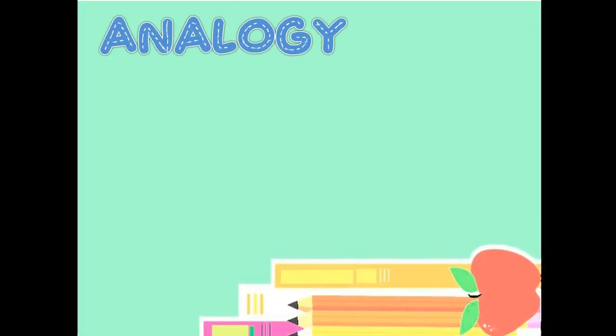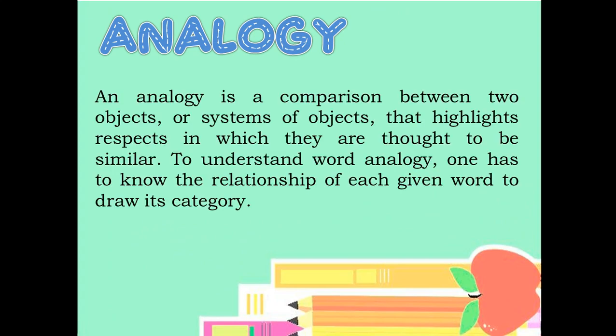Now, when we say analogy, it is a comparison between two sub-objects or systems of objects that highlights respects in which they are thought to be similar. To understand word analogy, one has to know the relationship of each given word to draw its category. Now, the secret of analogy is identifying the relationship of the two pairs.